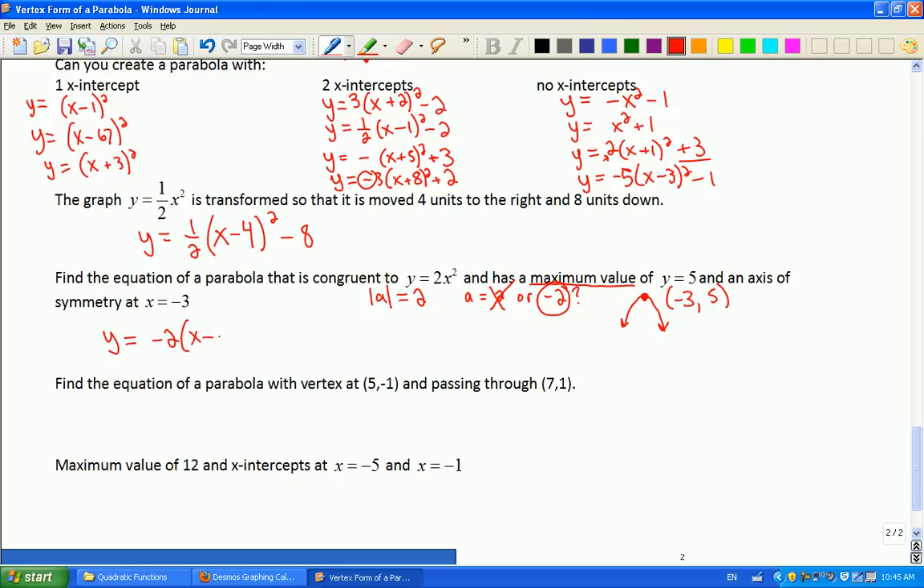And remember, the way it goes in is like this. You subtract the value. So if I simplify it, it would be (x + 3)² + 5.